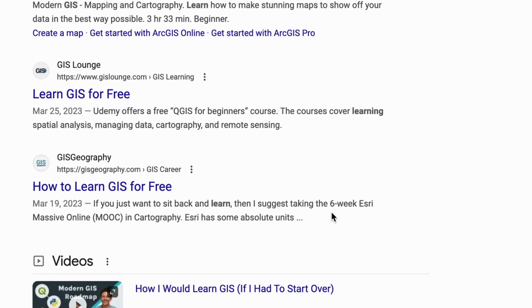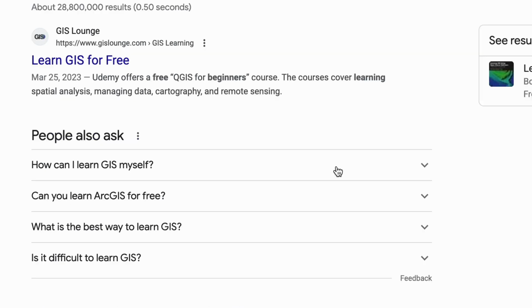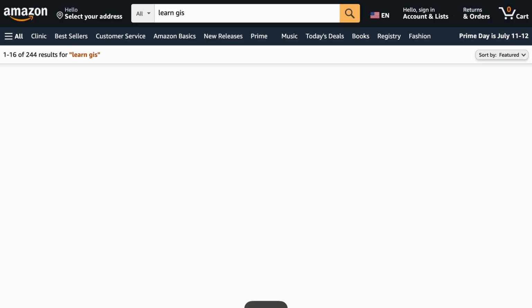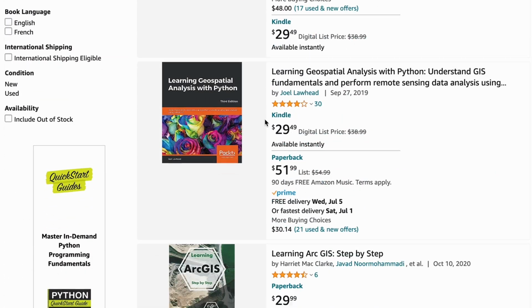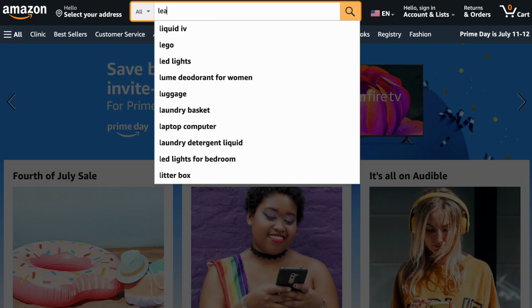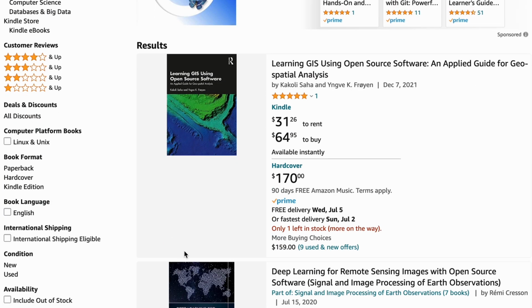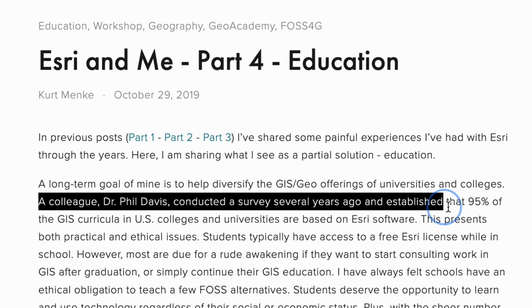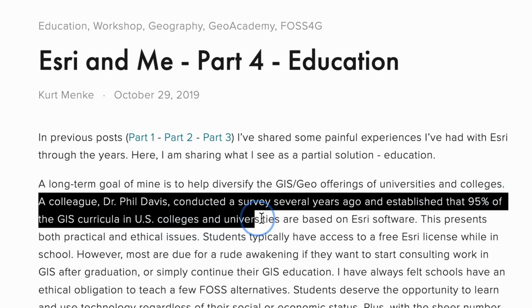If you take a look and search through some different terms like Learn GIS, you can start to see what that looks like on this web result here versus Learn Open Source GIS. If you do the same thing on Amazon for looking for books or training courses on a course website like Udemy, you can clearly start to see that there's two different versions of these worlds here. And the last is in academia, where you can see this pretty starkly. Kurt Menke, he mentioned that Dr. Phil Davis, a colleague of his, conducted a survey several years ago and found that 95% of the GIS curricula in US colleges and universities are based on proprietary GIS software.